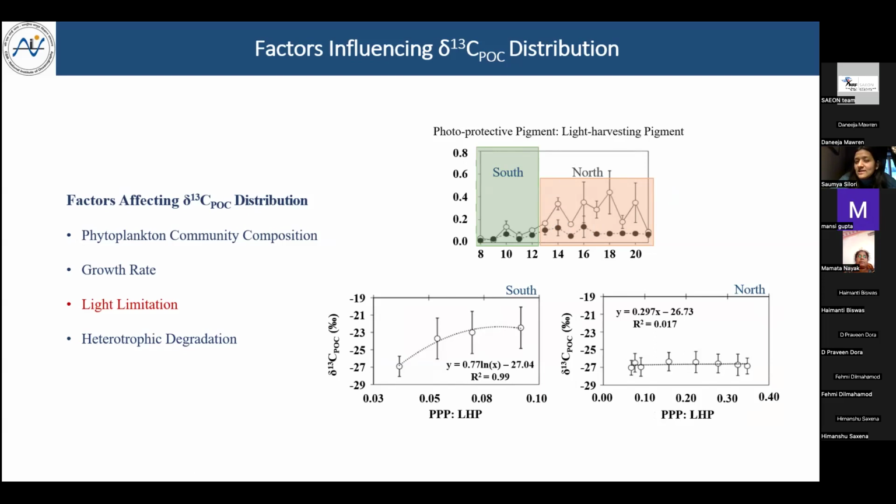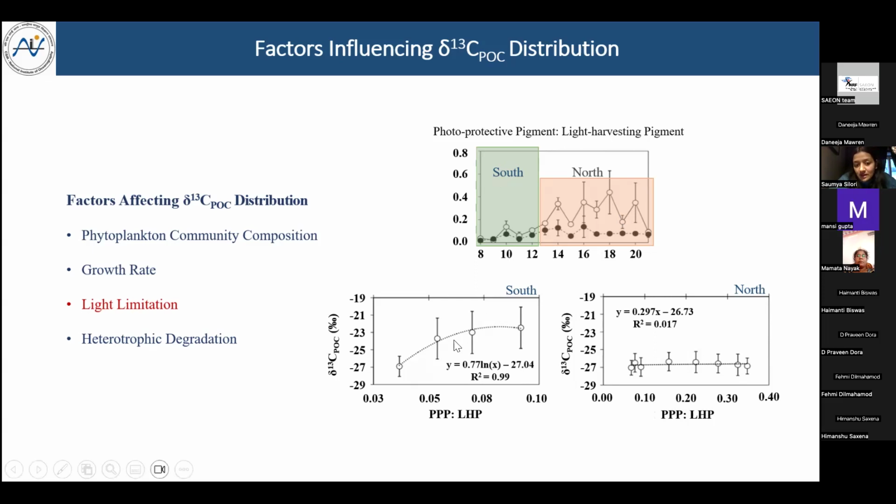So in the south, there seems to be a light limitation, or at least the growth is somehow controlled by this light availability. But in the north, where the waters will be clearer because they're not as productive, light does not seem to be limiting, particularly within the mixed layers. That may change at the base of the mixed layers because that becomes quite deep.